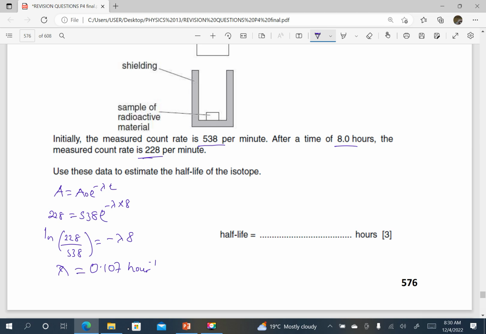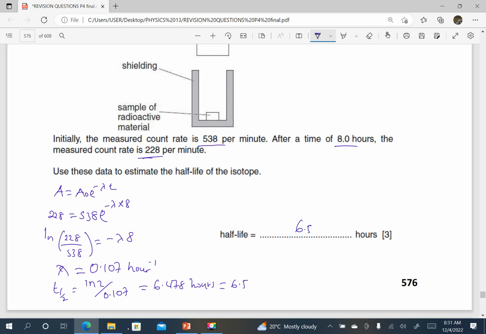That is lambda. And remember, half-life is equal to ln of 2 over the decay constant. So the half-life is going to be ln of 2 divided by 0.107, which is giving us 6.478 hours. So this is approximately 6.5 hours.